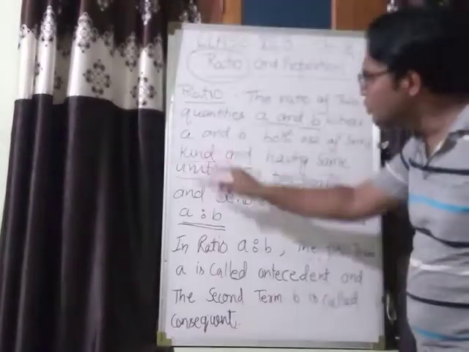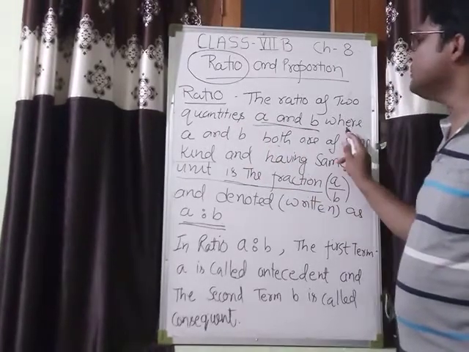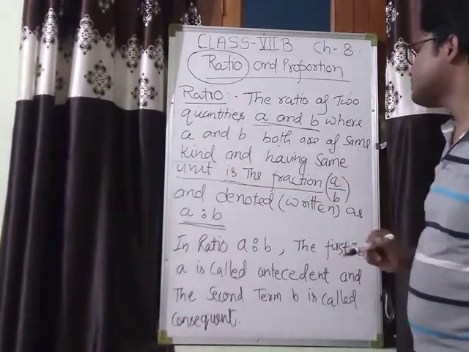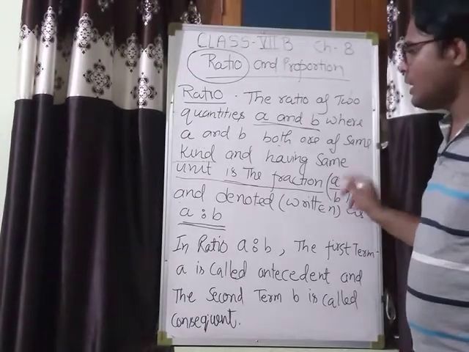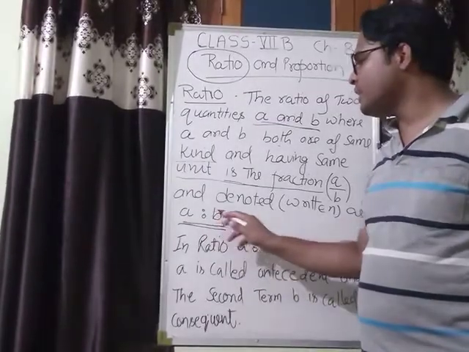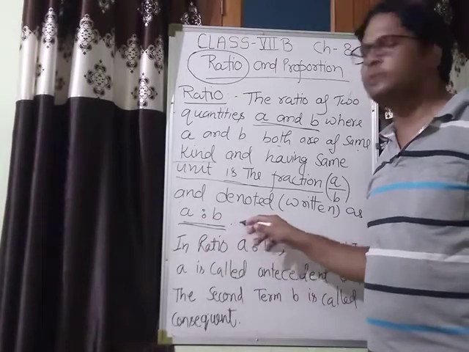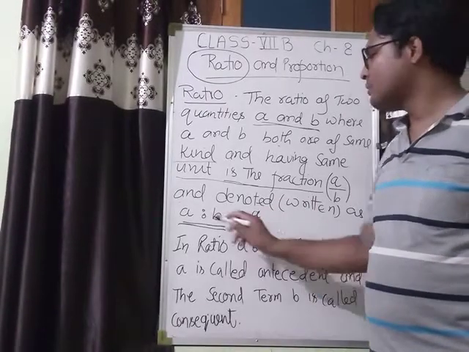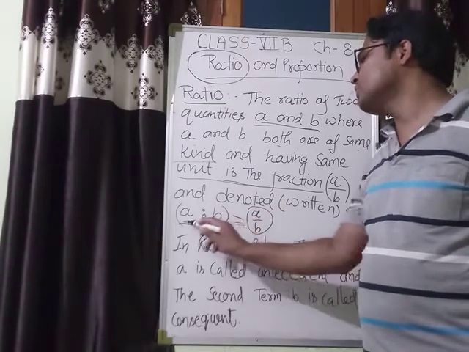So pause this video and note down this definition. The ratio of two quantities A and B, where A and B both are of the same kind and having the same unit, is the fraction A upon B, and it is denoted or written as A is to B. So ratio of A and B is denoted, represented, written as A is to B, and this is actually equal to A upon B. Got it? Fraction A upon B is same as ratio A is to B.